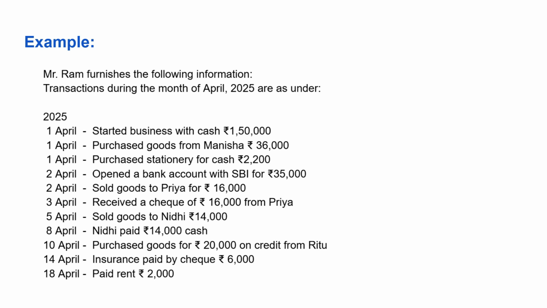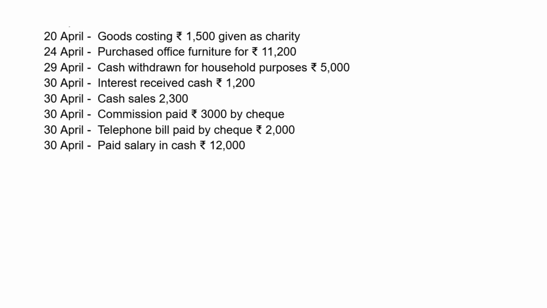14th April, insurance paid by check 6,000 rupees. 18th April, paid rent 2,000 rupees. 20th April, goods costing rupees 1,500 given as charity. 24th April, purchased office furniture for 11,200. 29th April, cash withdrawn for household purposes, rupees 5,000. 30th April, interest received cash 1,200.